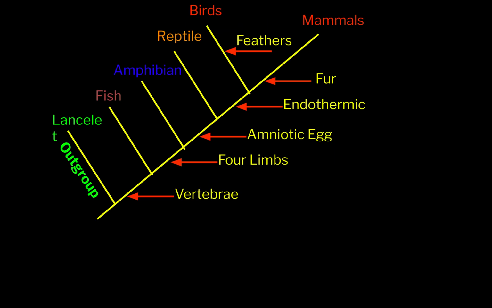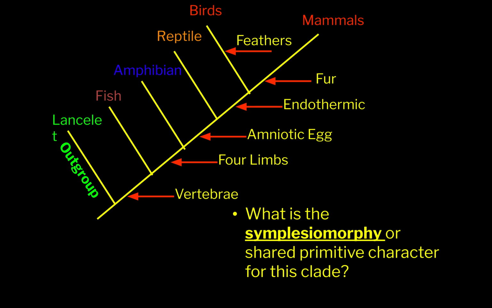All right, so this is the same one, and now I'm going to ask you some questions. This is what you're probably going to see on your homework assignment. What is the symplesiomorphic characteristic or shared primitive characteristic for this cladogram? Take a second. What would you say? Looking at its characteristics, which one is it that everybody, except for the outgroup, would share? All righty, I'm going to give you the answer.